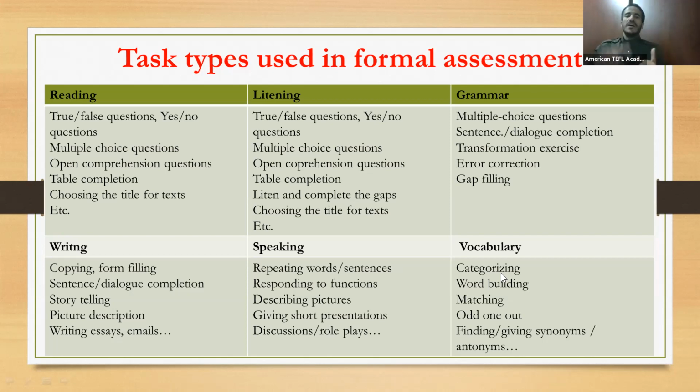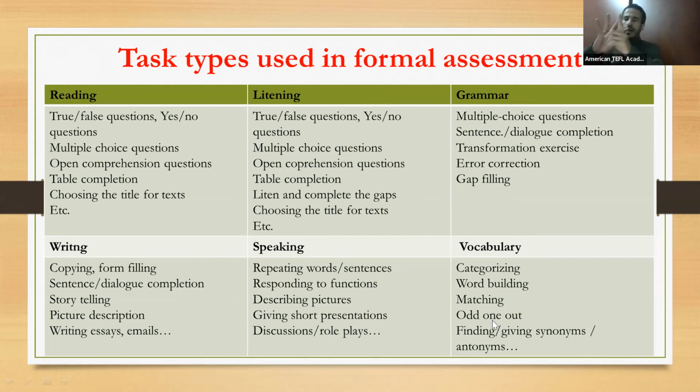Or word building: culture, cultural, educate, educational, education, etc. Matching, odd one out. You can give them 3 or 4 words, but they have to find the odd one. So red, blue, green, teacher. The odd one is the teacher, because 1, 2, 3 are about colors.